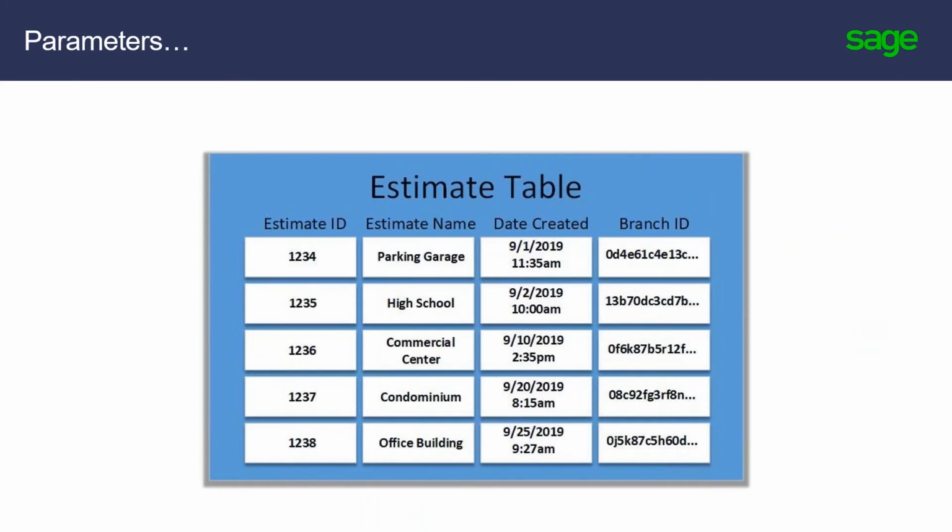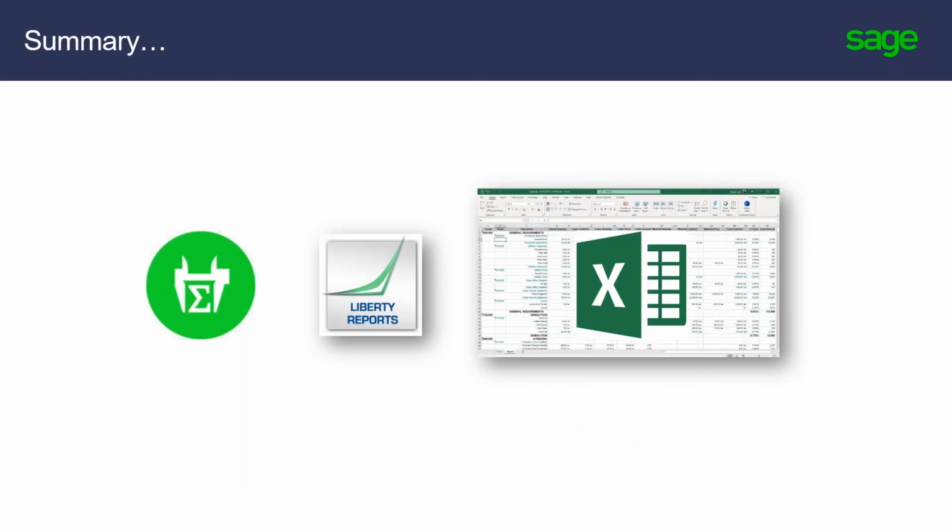Parameters. Parameters are questions that we ask about the data. We're going to use Liberty Reports to get the data, and we're going to use Excel to arrange, analyze, summarize, and format the data. So here we've got, again, the estimate ID. What is the estimate ID? What is the estimate name for that estimate ID? There's another one, we've got a different name. Or when was that estimate created? So we've got all of that information that we can get and question about our data.